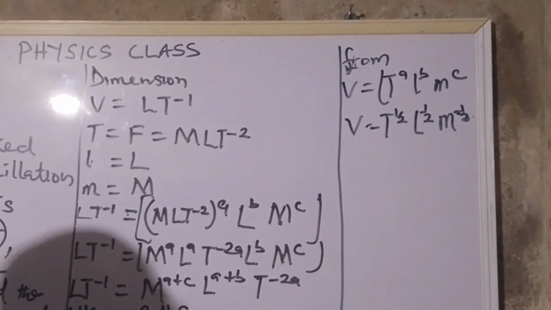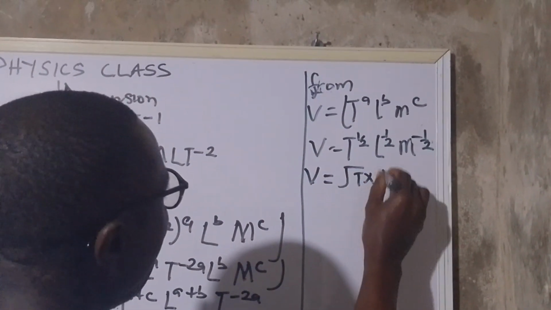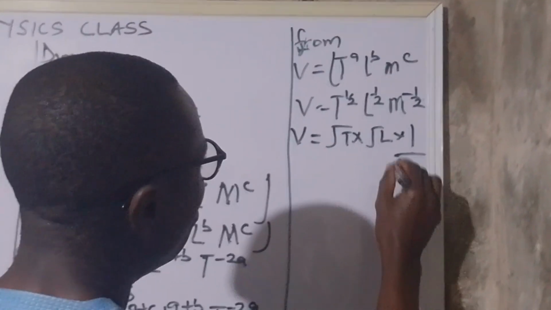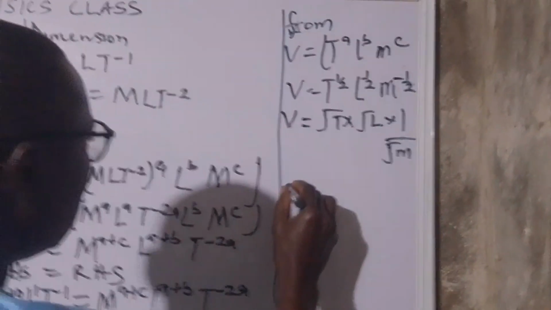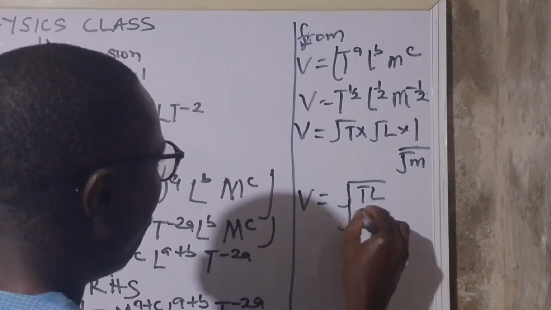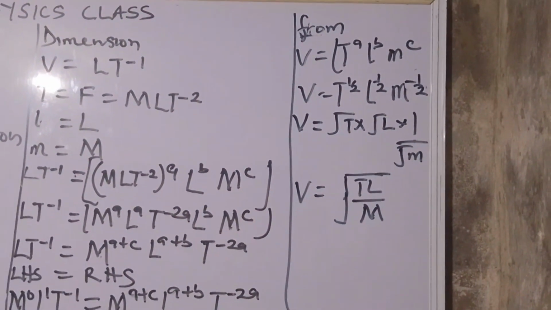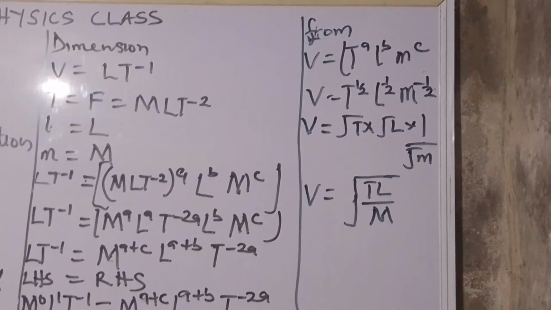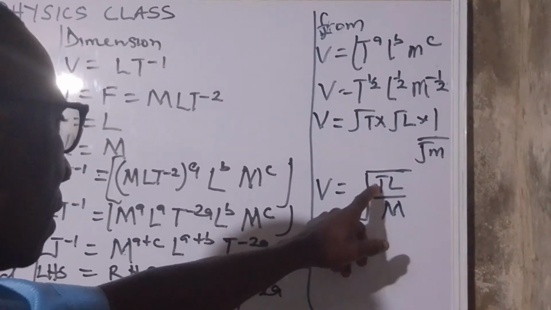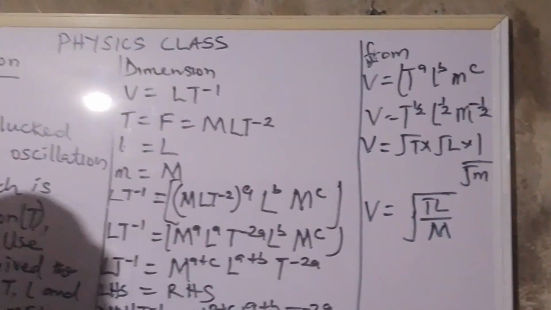If that is the case, by the law of indices, that will be root T multiplied by root L multiplied by 1 over root M. Now, the final answer will give us root TL over M. Then that is the relationship between V, T, L, and M. That is for the velocity of the string, the tension, which is the force applied to it, the length of the string, and the mass per unit length.